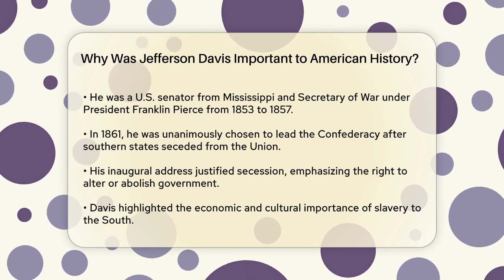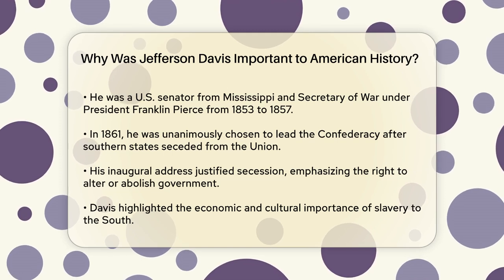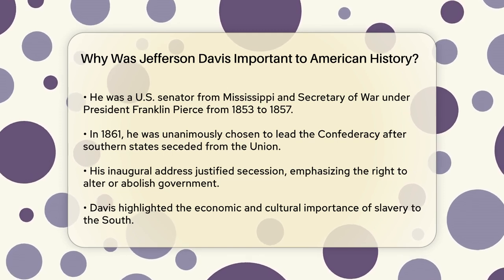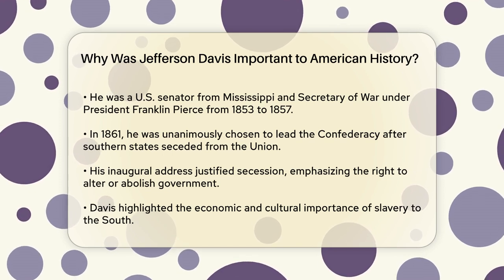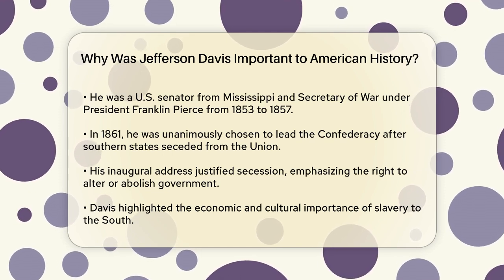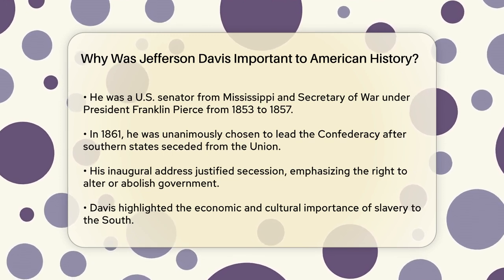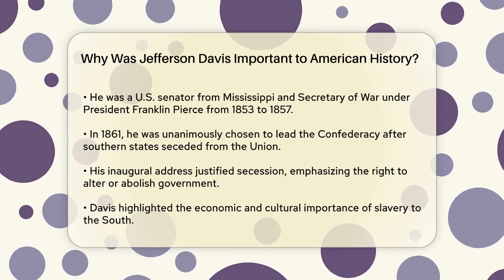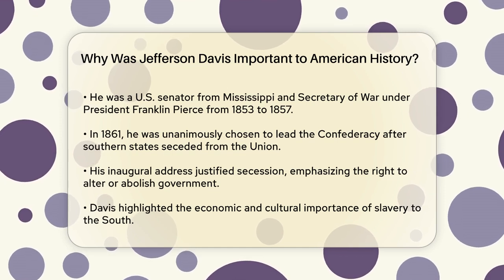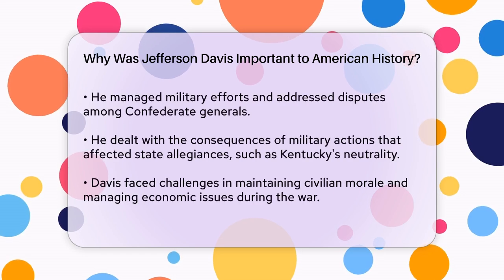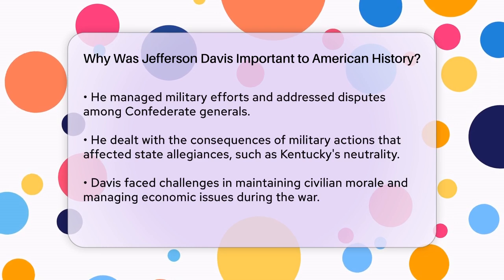As the president of the Confederacy, Davis was responsible for guiding the Confederacy's policies and serving as its commander-in-chief. He had to manage the military efforts, address disputes among generals, and make critical decisions that affected the outcome of battles. For instance, he had to deal with the consequences of General Leonidas Polk's violation of Kentucky's neutrality, which led to Kentucky requesting aid from the Union and ultimately losing the state for the Confederacy.